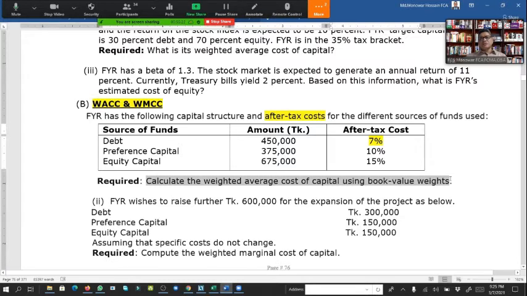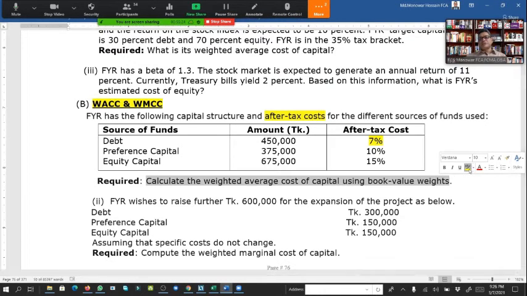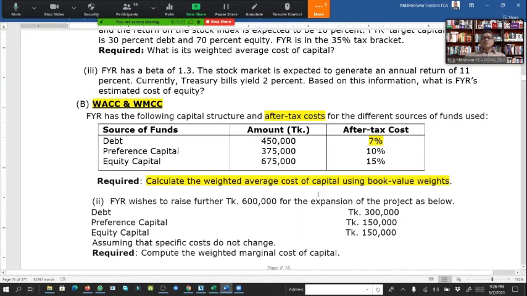Equity of 6,75,000 is at 15% cost of equity. Calculate the weighted average cost of capital using book value rate. There are 2 formulas: one is book value, another is market value. In this problem no market value is mentioned, so if we calculate the weighted average cost of capital, it must be on book value, because there are no market values here.